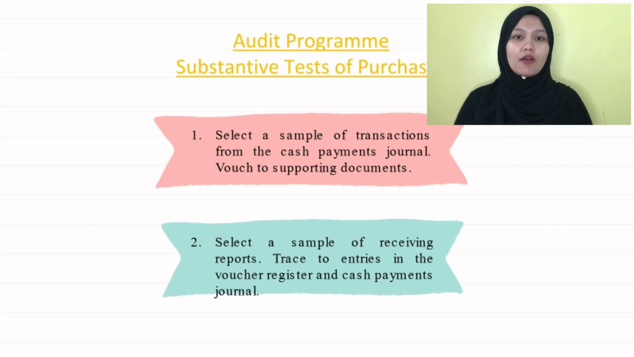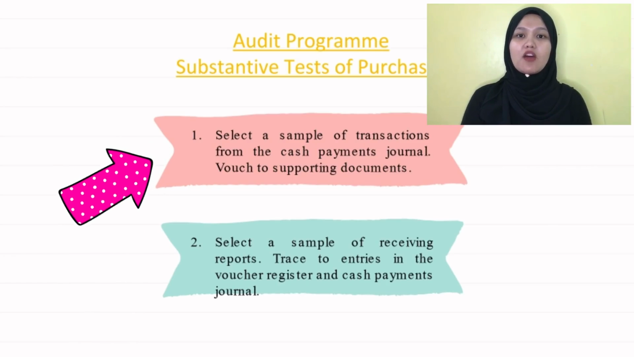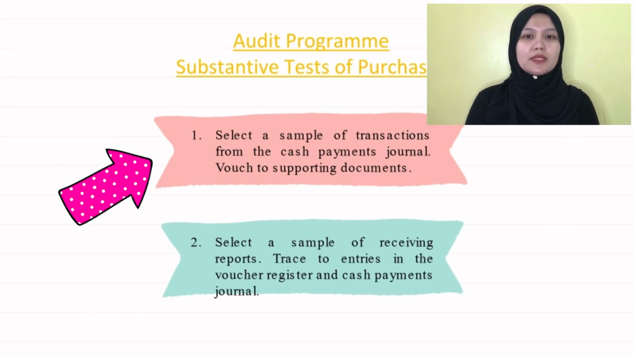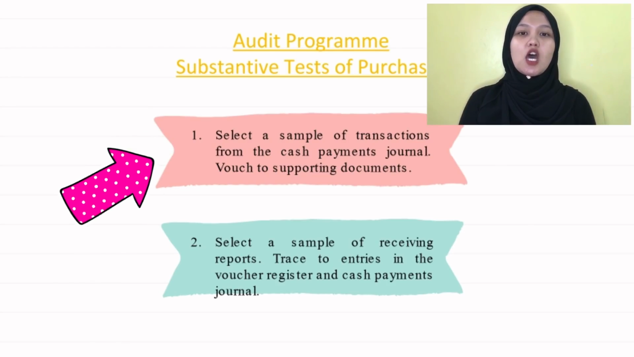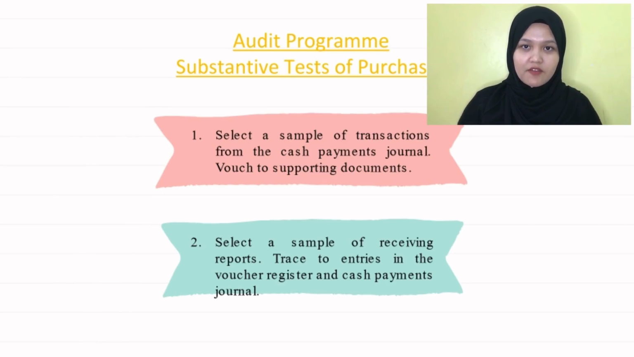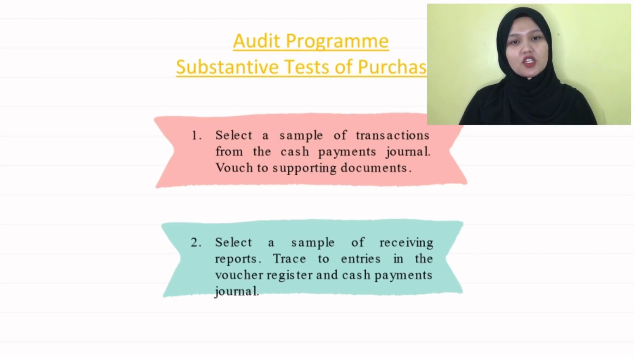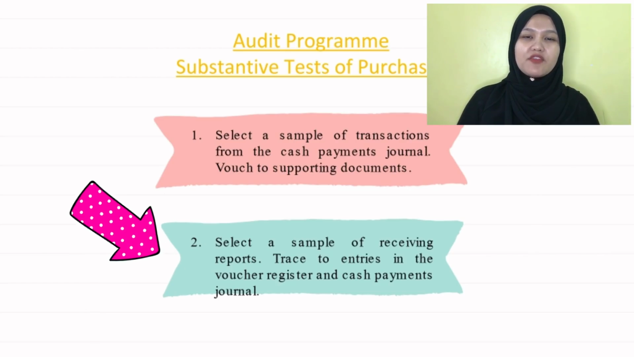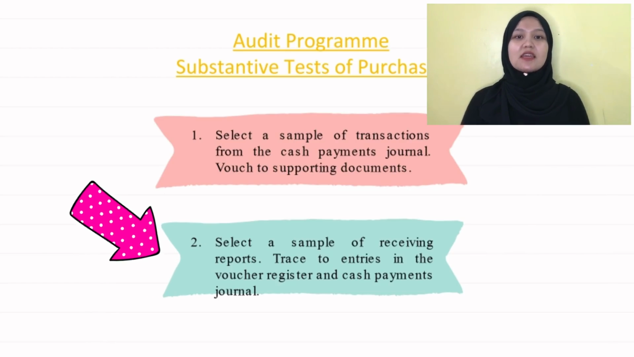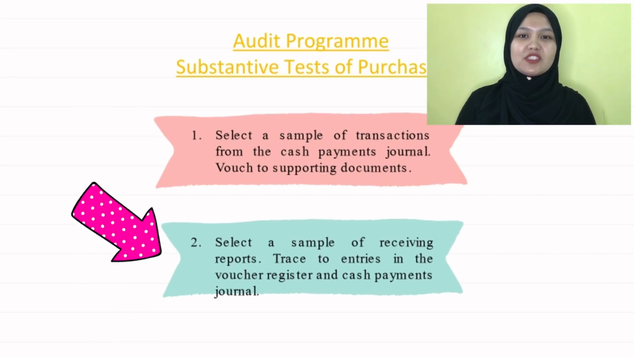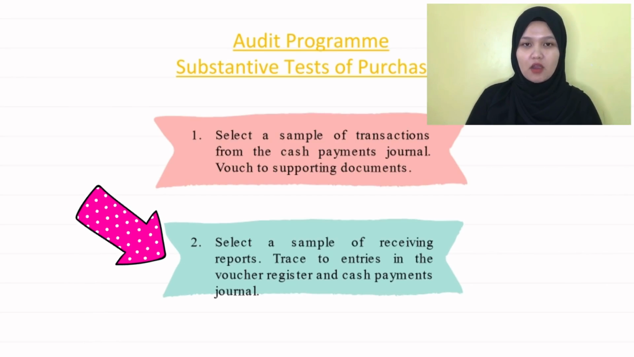Example number 1. An auditor can select a sample of transactions from the cash payments journal by vouching recorded purchase transactions to supporting documents to verify the occurrence of the transactions, or in other words, to identify that the transactions are valid. Number 2, an auditor can select a sample of receiving reports by tracing the entries in the voucher register and cash payments journal to verify completeness of the records.